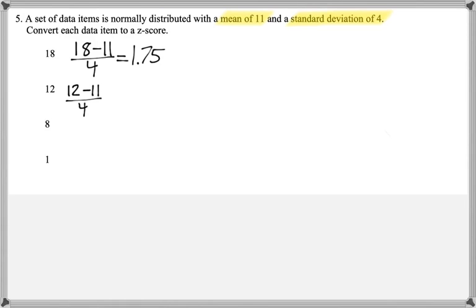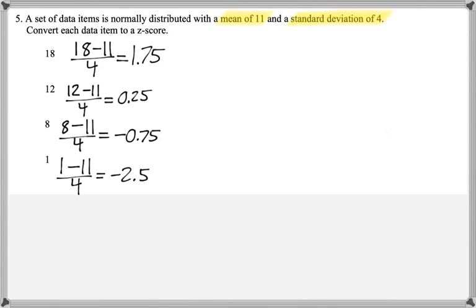12 minus 11 over 4 is 0.25. 8 minus 11 over 4 is negative 0.75. And 1 minus 11 over 4 is negative 2.5.